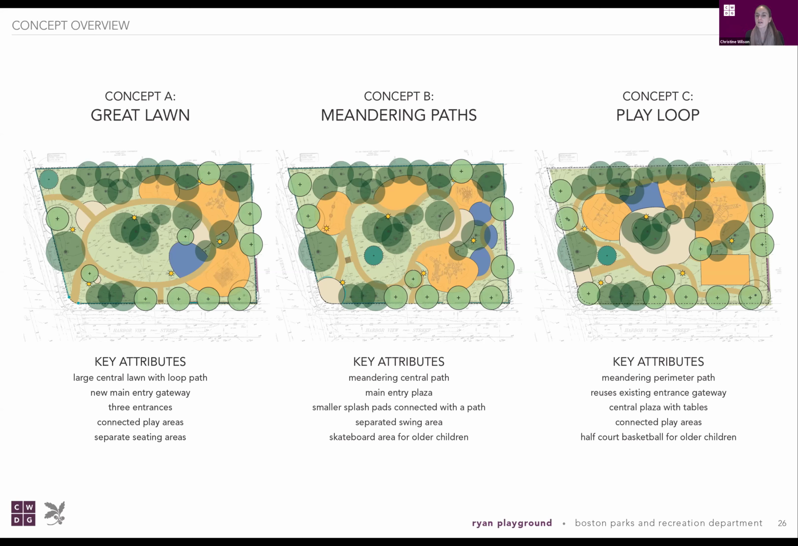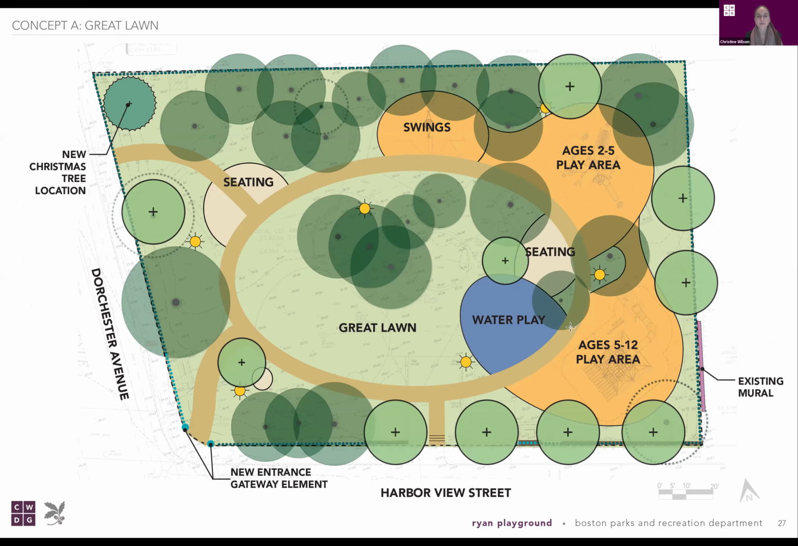And then this option reuses the existing entrance gateway, and it has a central plaza for tables, and play areas are connected instead of separated. And then there's a half-court basketball for older children. So I'm going to zoom into each to talk a little more about, so you can see it a little better. Here we go.